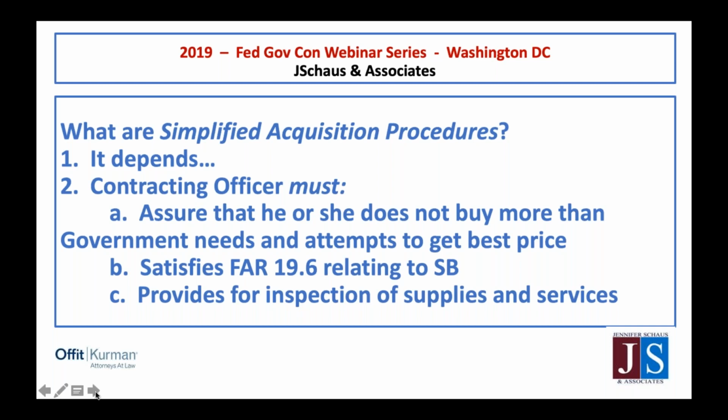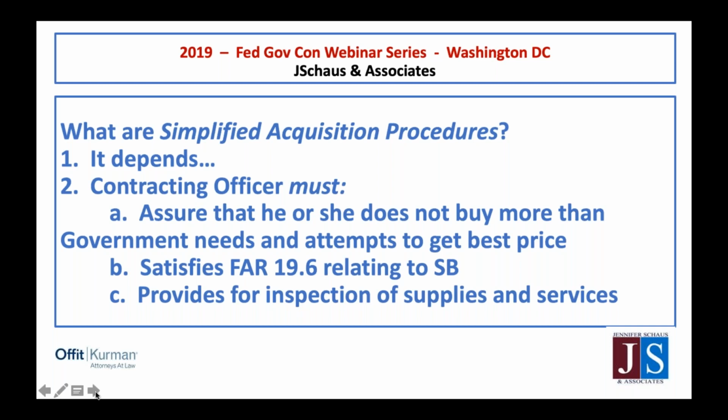Also, a contracting officer must satisfy FAR 19.6 as to small business if it decides that it wants to eliminate a small business that has made an offer or submitted a bid to the government under these procedures. What does that mean? That means that if a contracting officer wants to eliminate a small business for not being responsible, then it must seek the advice of the Small Business Administration prior to eliminating that small business from the ability to compete.